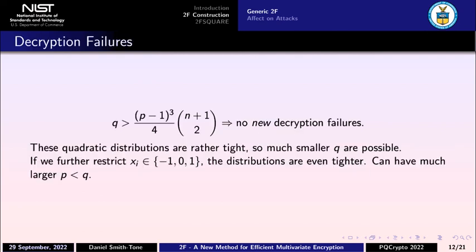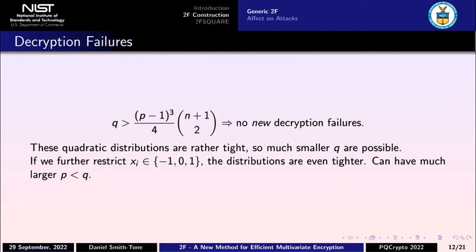Of course, this large value of q ensures that there are no new decryption failures due to the modulus switching construction. In general, though, the distributions of outputs of quadratic functions are fairly tight, so usually a much smaller q can be used safely. In particular, it's not necessary to allow inputs to be any least residue modulo p. We could restrict to ternary inputs and have even tighter distributions. Then we can even choose a larger p and smaller q and still expect a failure rate small enough to maintain a given security level.